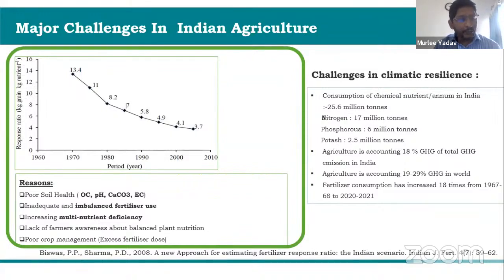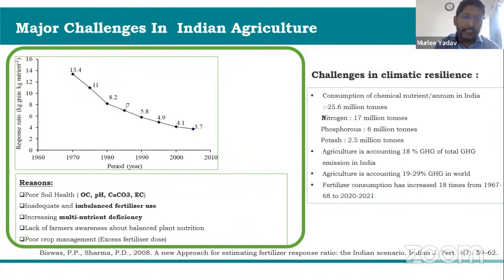Because our soil is becoming poor. Soil is becoming sick. Due to that reason, nutrient response ratio is going down. If we talk about 1960, nutrient response ratio was 13. Now, if we talk about nutrient response ratio, it is 3.7 only. Why is it so? Because our soil is not responding. Why is soil not responding? Our soil health is poor, becoming poor day by day.